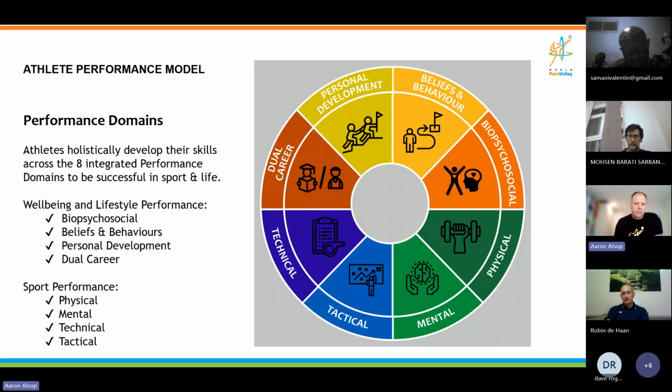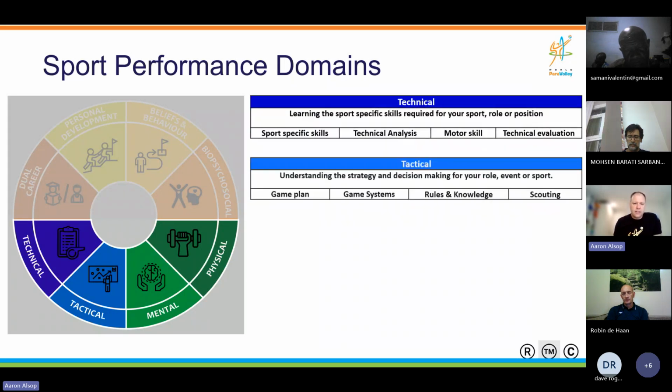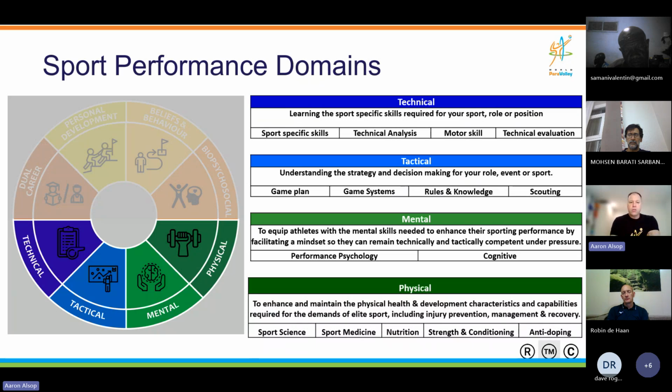So if I break this down, the sport performance domains, these are the 4 areas that we're very comfortable with as coaches, that we see typically presented in coach education material. We teach you technical areas, which is all about the skills of the sport. We teach you tactical areas, which is all about the strategy, game plan of the sport, the systems. We teach coaches about the mental side, so we're talking about their cognitive skills, but also the mental skills of performance of athletes. And then we look at the physical side, whether that's sports science, sport medicine, nutrition, strength and conditioning, anti-doping. These are the 4 domains that are very commonly taught through coach education materials, and most coaches would be comfortable with that.